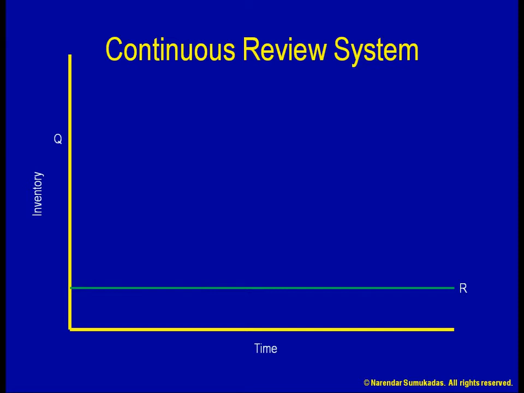One way to do that is to use a continuous review system. With a continuous review system, we constantly monitor the inventory level of the item. Every time a unit is withdrawn from inventory, the inventory level is updated in our records. As soon as our records show that the inventory level has dropped to the reorder point, the next order is placed.